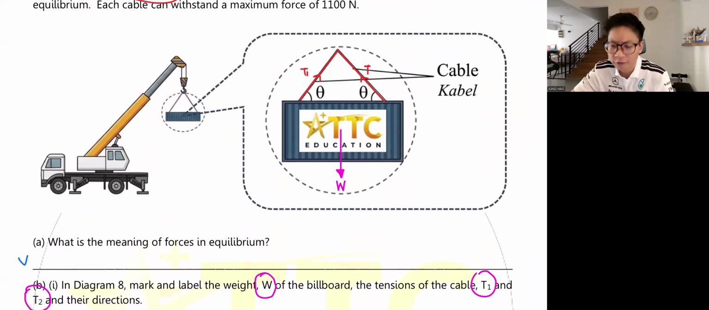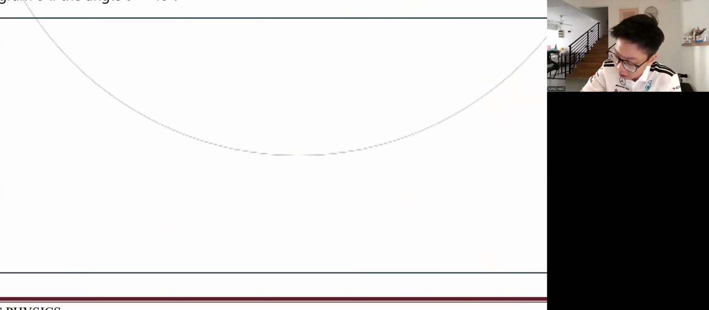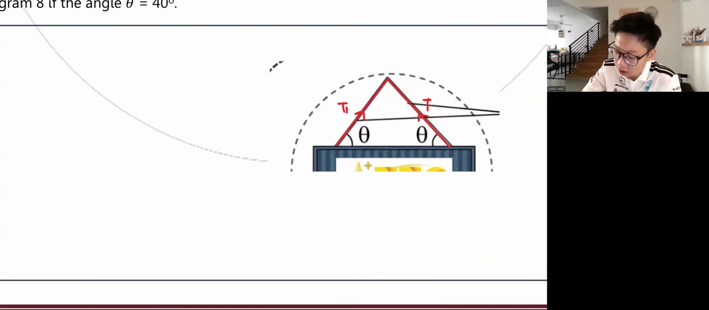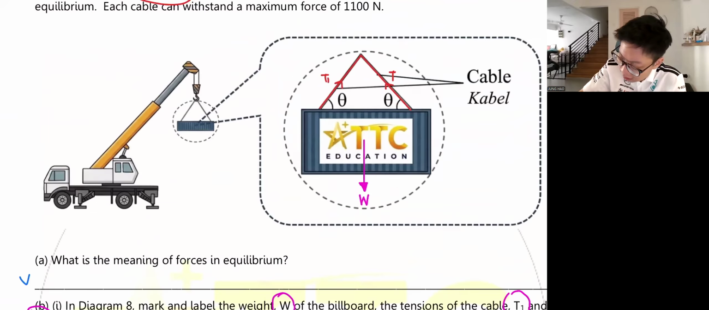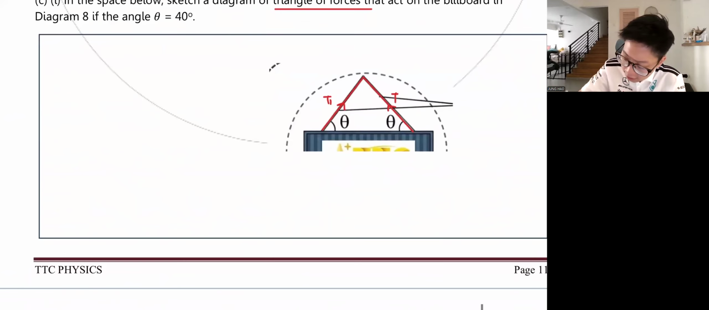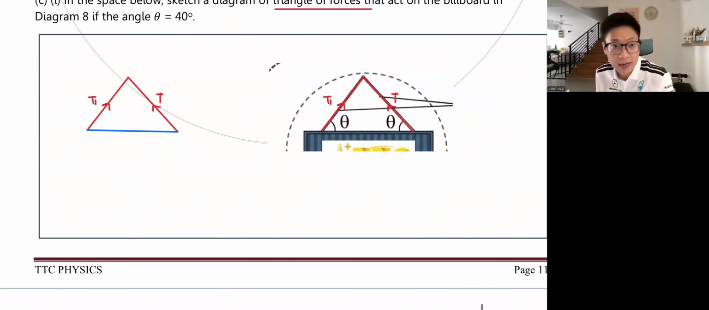How do we draw a triangle of forces? Now this morning, people from the Chinese class said, teacher, can I draw the triangle of forces like this? You know what they do? They literally just take this, copy, and then say this is the triangle of forces. Guys, is it acceptable? I almost fainted, bro.